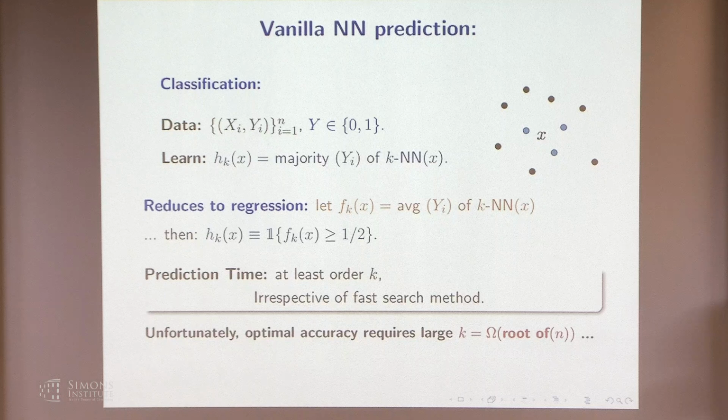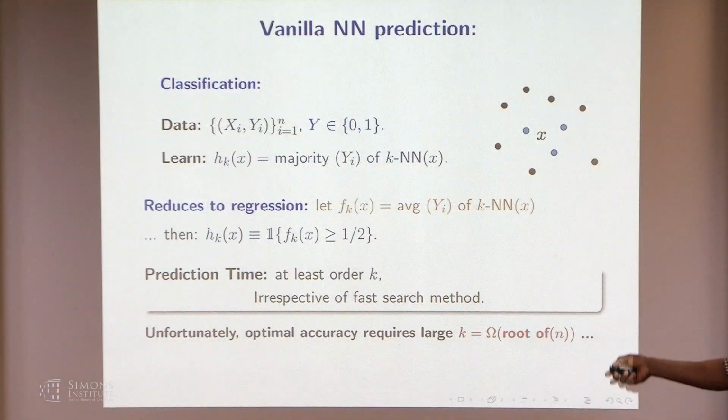So I just wonder about this, the need for large k. I mean, it's not clear. Sure, we know the theorem that if k goes to infinity and the number of samples goes to infinity, then you converge. But in reality, why do you need large k?